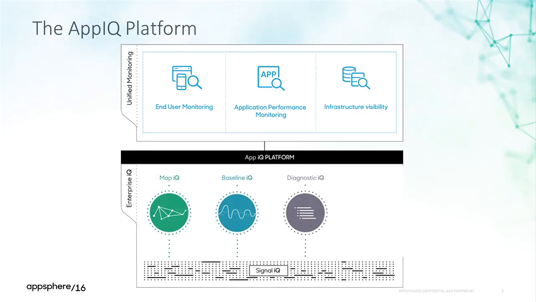It provides a core set of capabilities around MapIQ, Baseline IQ, which is dynamic baselining, and some advanced diagnostic capabilities. And starting today, we've also added Business IQ, which allows you to monitor your business and its correlation with the tech stack itself. The underlying infrastructure that supports all of this is Signal IQ, which helps us to separate the signal from the noise.